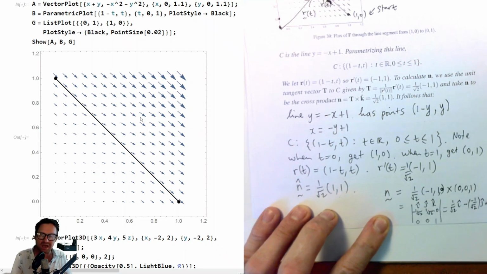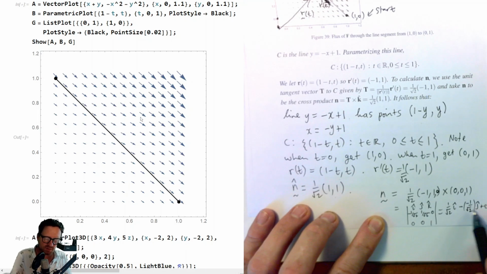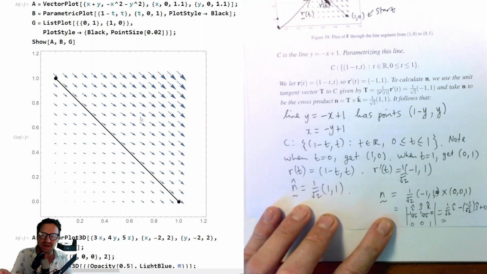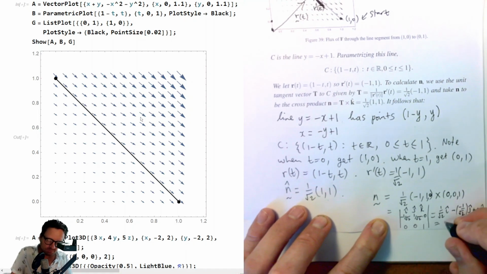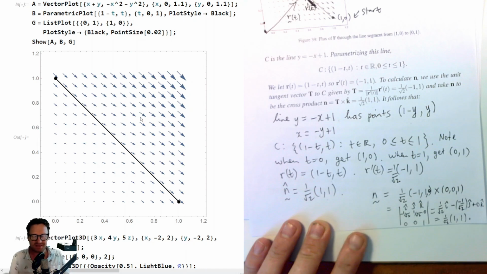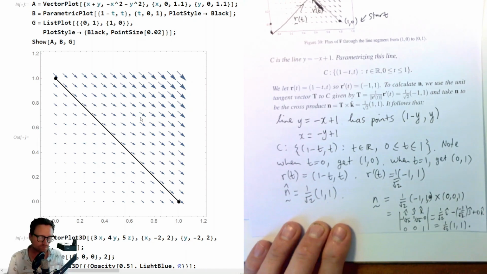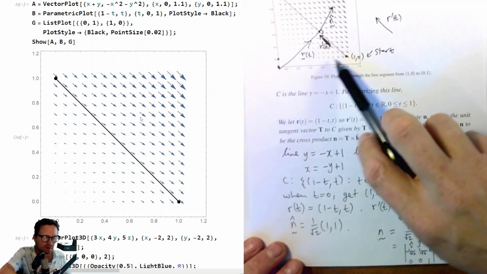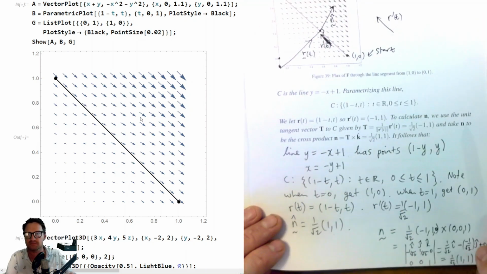So 0 k hat. Okay, now there are two minus signs there, so we can represent this as a vector without the i hat and j hat, and just call this 1 on root 2, 1 comma 1. Okay, and you can see that that's the same as this. Okay, so we've got those three things that we need, r, r dash, and n hat.